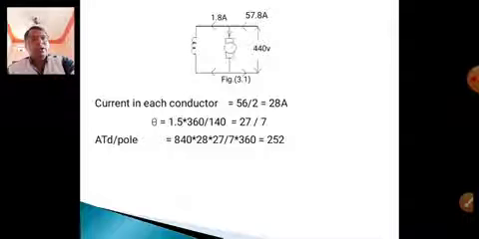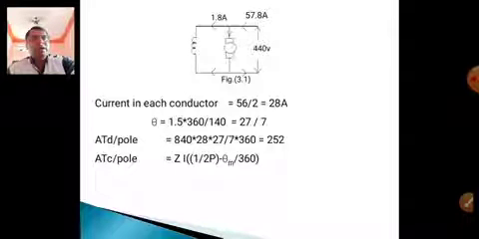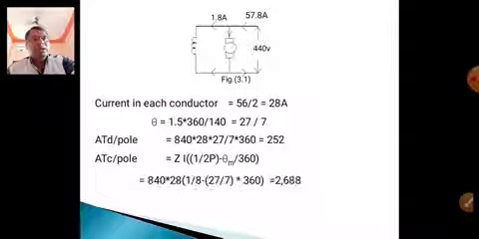So 1.5 into 3 by 360 by 140 commutator segments. So that is 27 by 7. So the ampere turns per pole is Z into I into T time by 360. We get the value of 252. Ampere turns per pole for cross magnetizing is Z into I into 1 by 2P minus T time by 360.